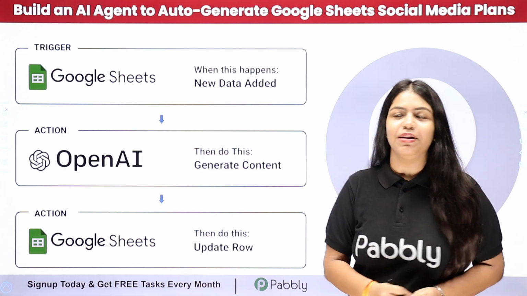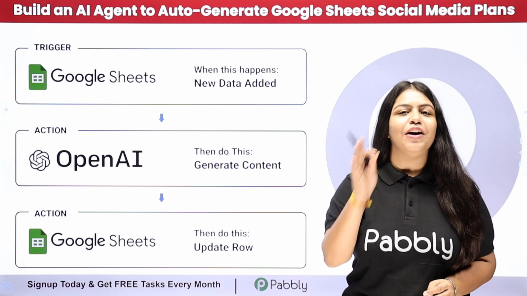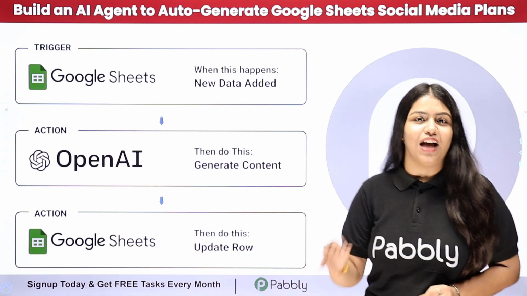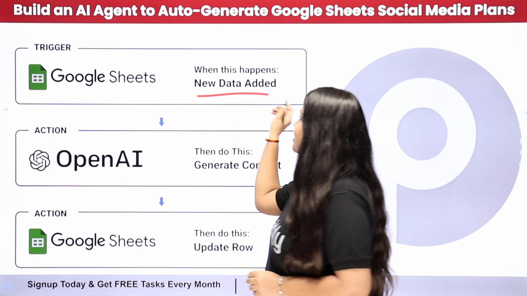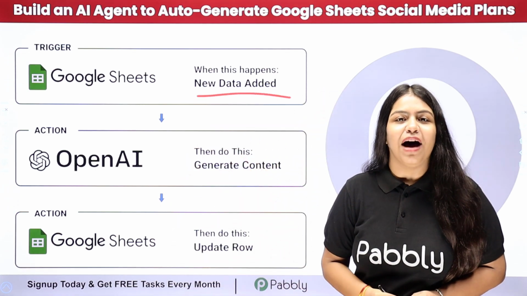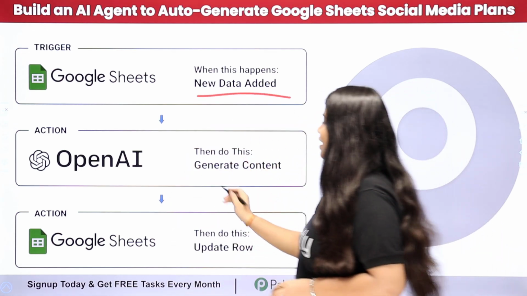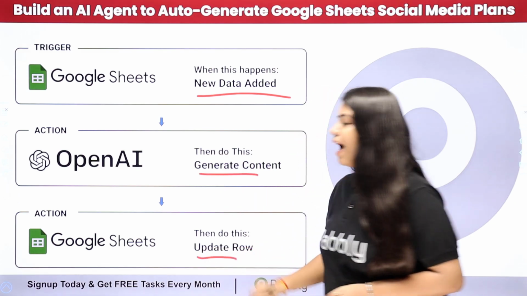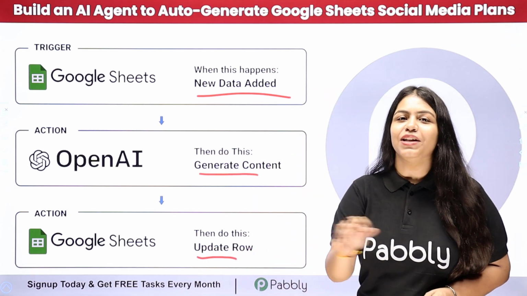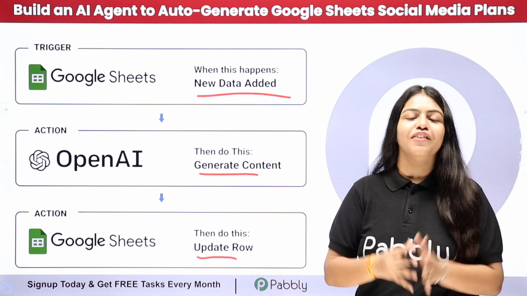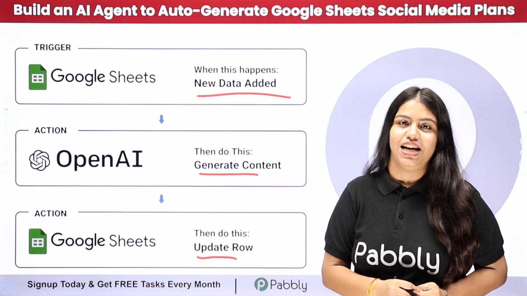So for that, I've simply created this amazing automation where, as soon as I add the week theme in this Google Sheet, automatically my AI agent is going to create social media plans, which we are further going to add back into my spreadsheet so that my team can review it and further we can post it on our different social media accounts.